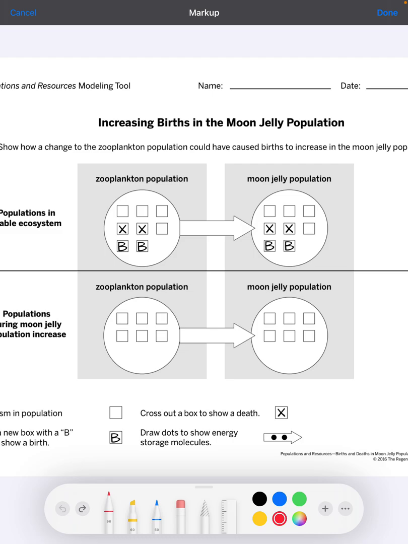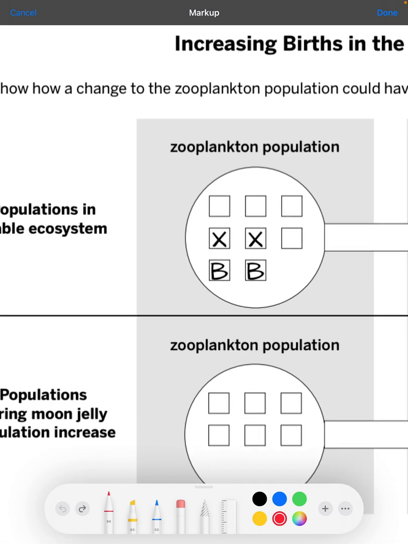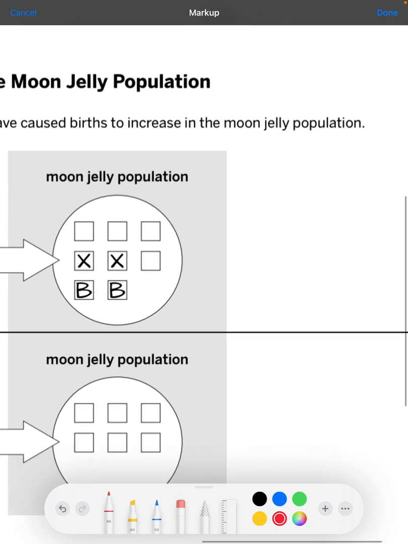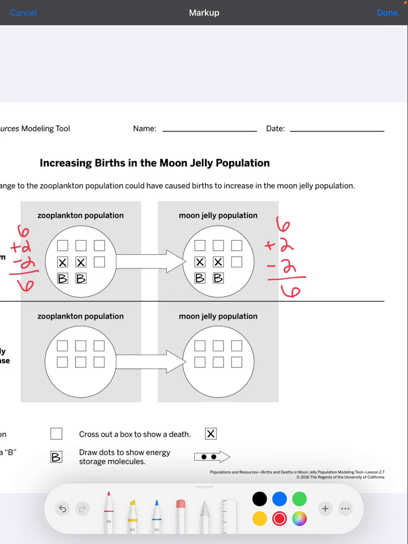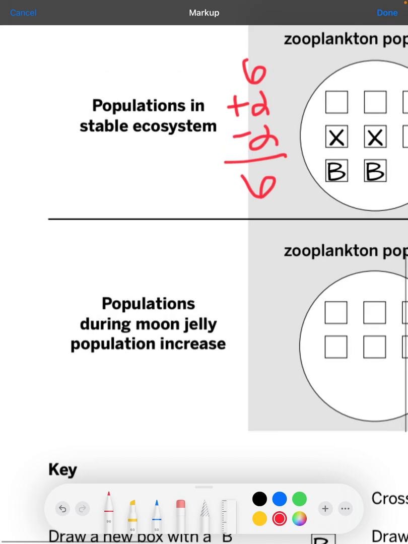Remember we did this before: if I had 6 moon jellies to start with, and I had 2 births and 2 deaths, then I would have 6 to end with, and that is stable. I'm going to show that on the other side for the moon jellies. We had 6 to start with, 2 born, 2 die, and so now we have 6, so it's stable. Now, we need to take a look and try to model populations during the moon jelly population increase.